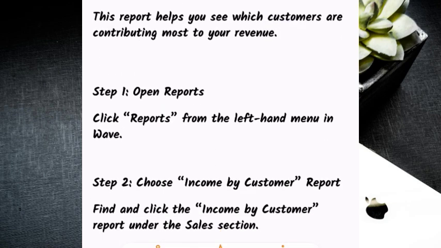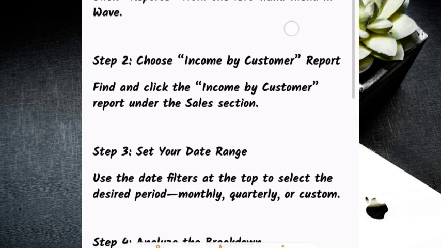Step 1. Open reports. Click Reports from the left-hand menu in Wave. Step 2. Choose Income by Customer. Now you're going to find and click the Income by Customer reports under the Sales section.